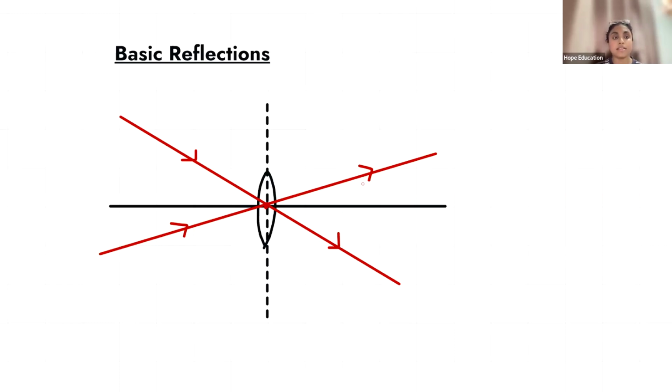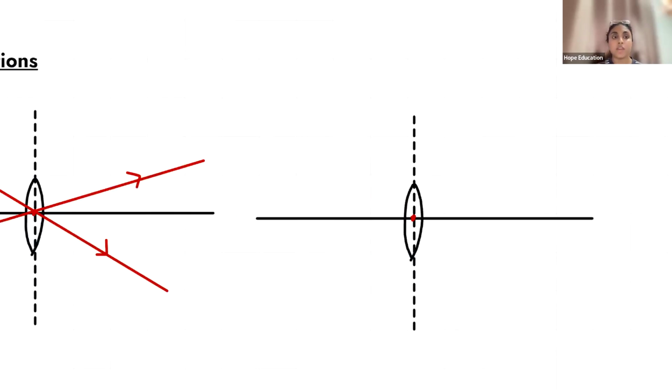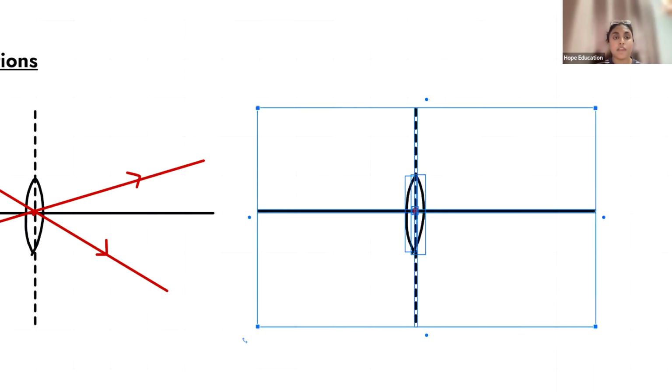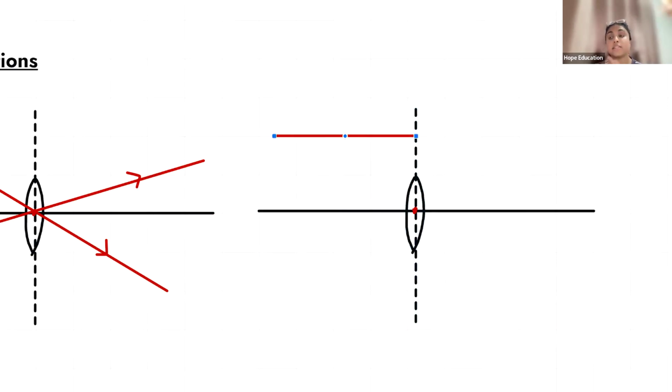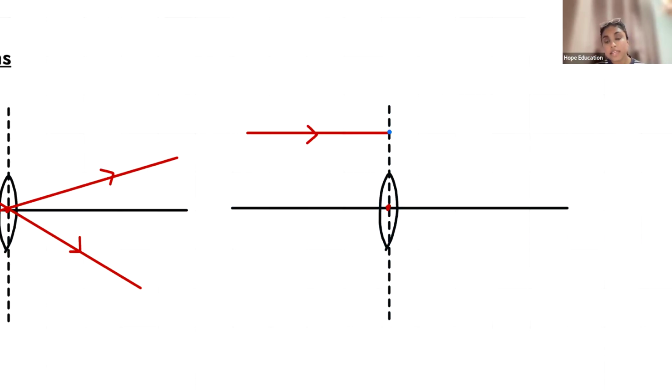Okay, second one is, we already learned this last week. When you send a parallel light ray, this will be refracted. That means it will bend. When it is bending, it will bend inwards and go like this. And this point is the focal point of the lens, right?